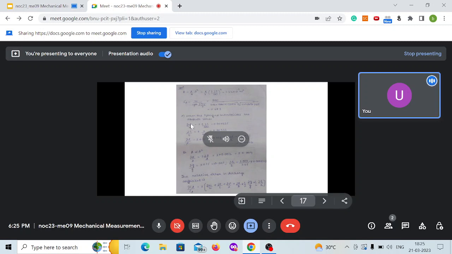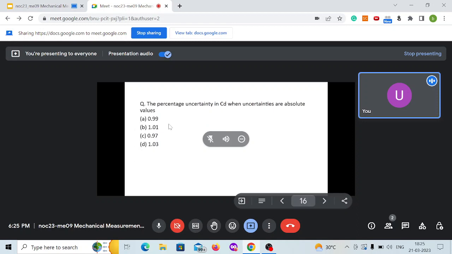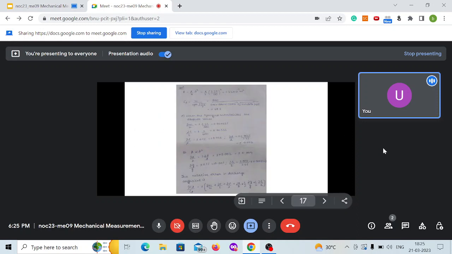In this case, starting with mass flow, the uncertainty by m is plus or minus 0.25 by 400. Mass flow is 400 plus or minus 0.25, so you have 0.25 by 400. Then for time, the uncertainty by time is 2 by 600, which is 0.0033. Then for density, dou rho by rho is plus or minus 0.1%, so it's 0.001.